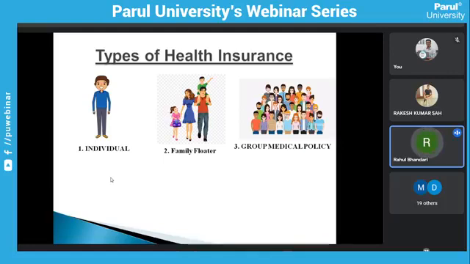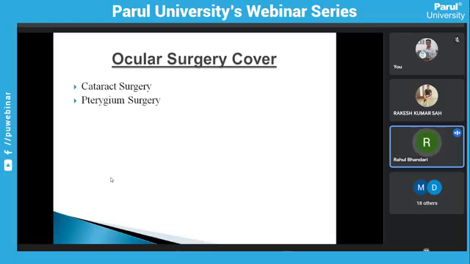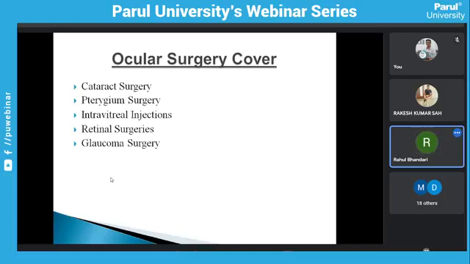Now, talking about your optical scenario, what ocular surgeries are covered in Mediclaim? The first one is cataract surgery, the second is pterygium surgery, then intravitreal injections, retinal surgeries, and glaucoma surgery. These are the only ones that are covered.